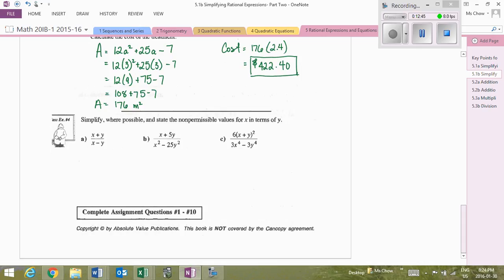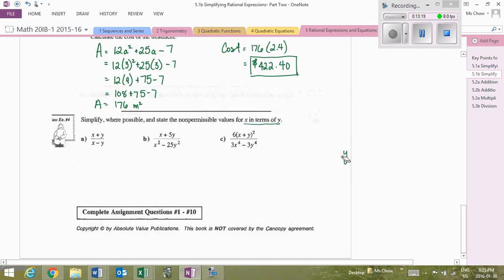Okay, so let's take a look at simplifying in class example number 4. Simplifying here exactly the same as before with x's and y's. Probably the most difficult part for people is stating your non-permissible values. So what they mean is for x in terms of y is that your non-permissible values will look something like x cannot equal something y. So it might be simply x cannot equal y, or x cannot equal 2y, or 1/2 y, or so on.